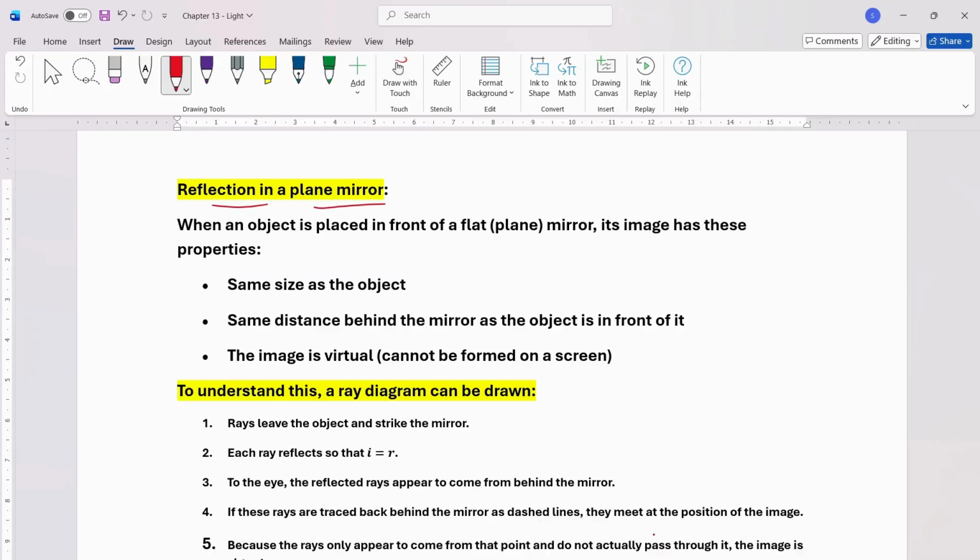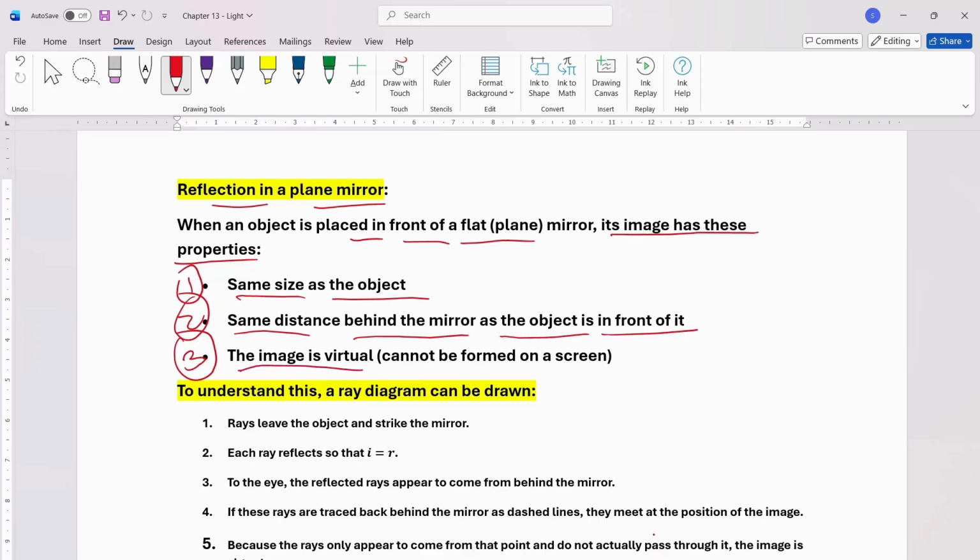Reflection in a plane mirror. When an object is placed in front of a flat plane mirror, its image has three properties. Learn these properties, important from the exam's perspective. The properties of that image: it is the same size as the object, it is the same distance behind the mirror as the object is in front of it, and the image is virtual, it cannot be formed on a screen.